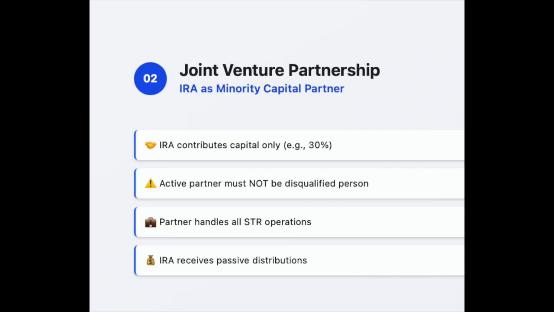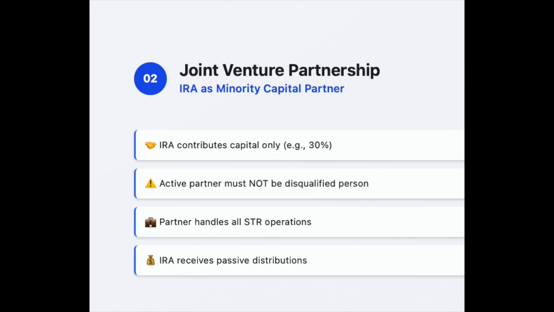What's the next approach? The second strategy involves a partner. Setting up a joint venture, or JV, with someone other than your IRA. In this setup, your IRA acts as a minority partner. The source uses like 30% as an example. And critically, the IRA only contributes capital, money. So the IRA is the money partner.